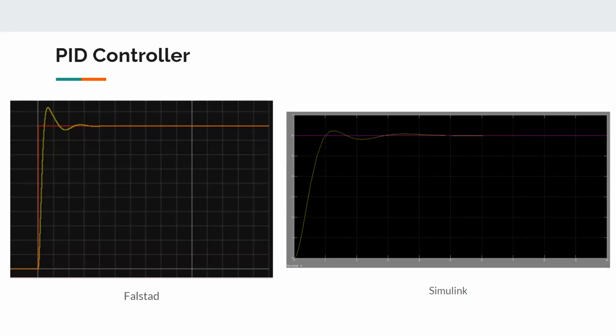These were the graphs obtained after running. We run the simulations, and these were the graphs we obtained. They're pretty similar, although a slightly bigger overshoot in the Volstad method.